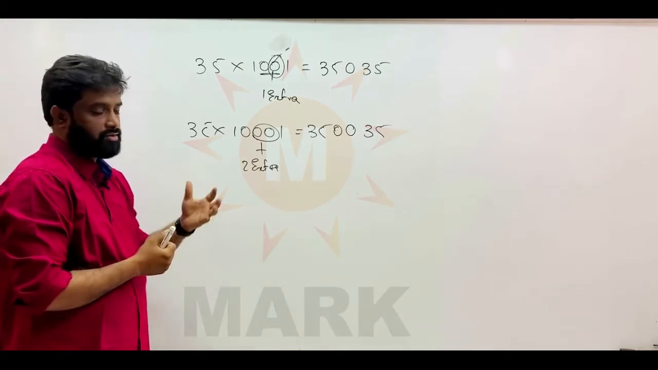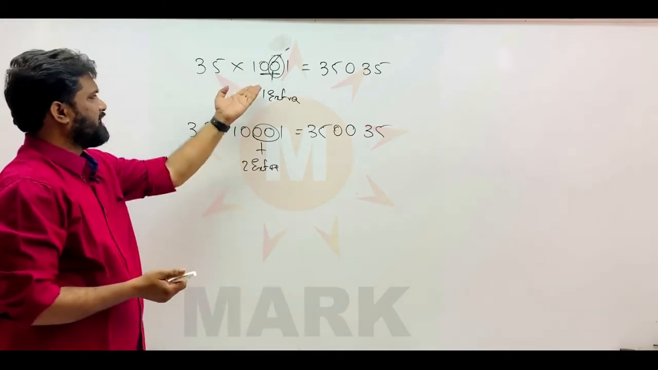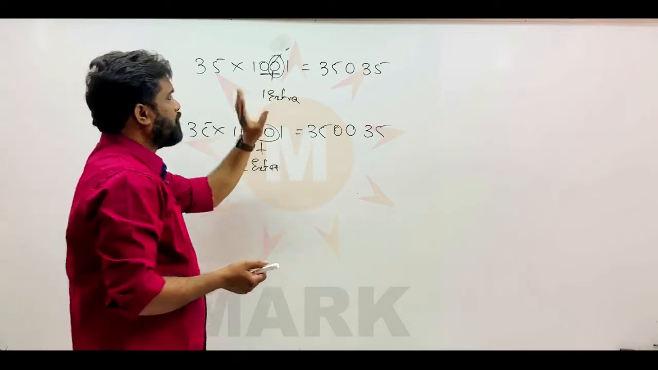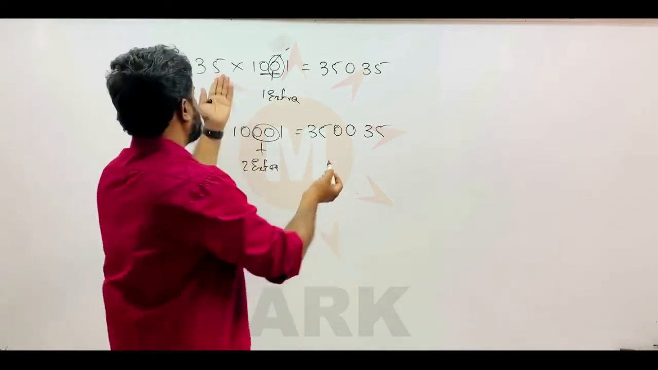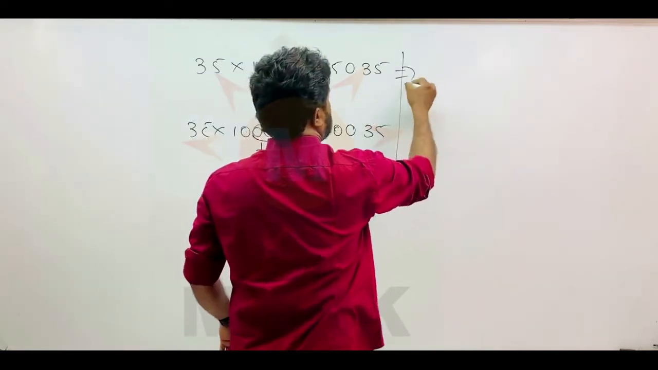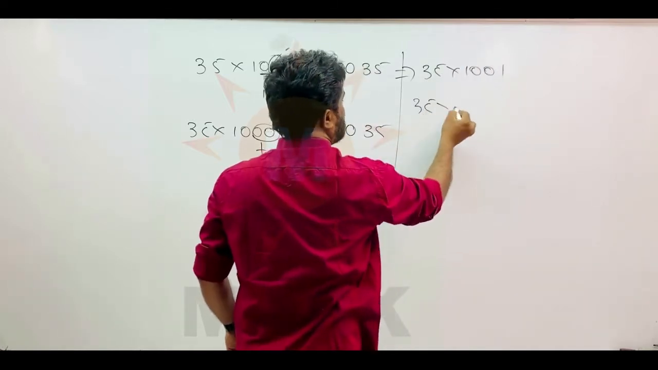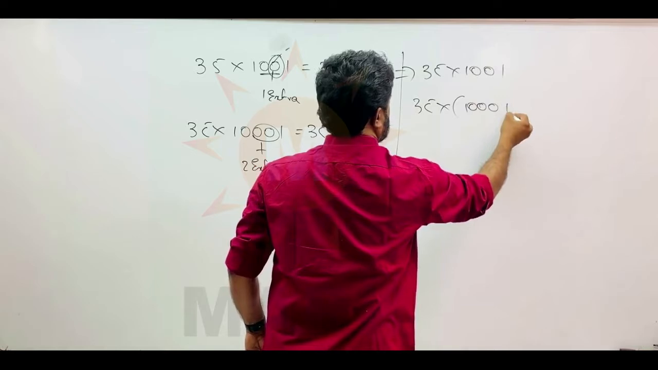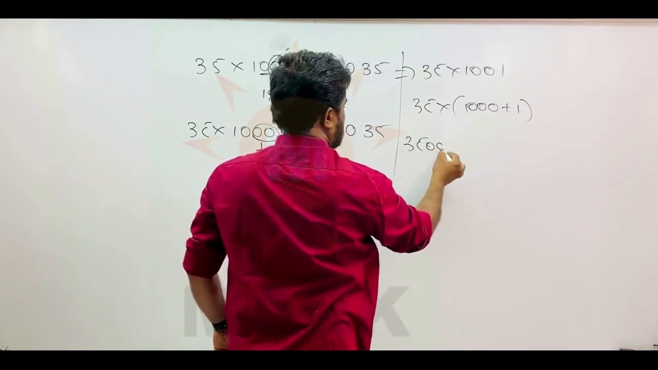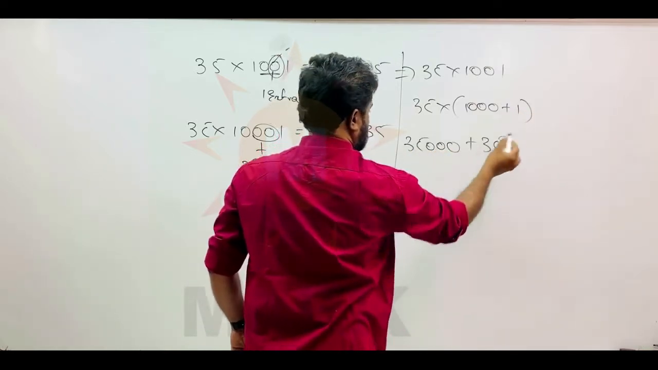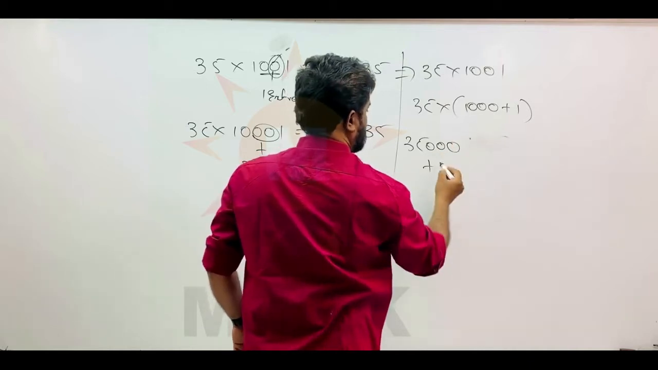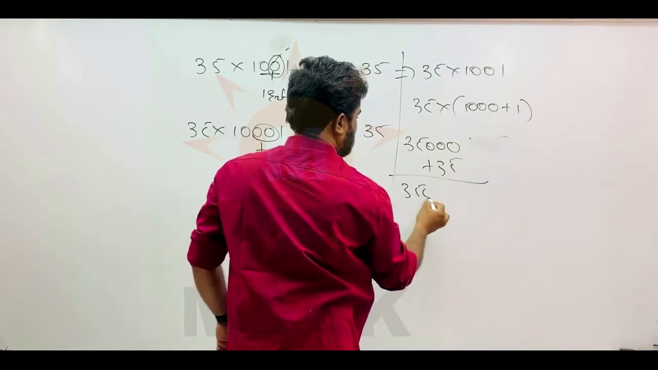Okay, I hope you understood this method. See, this is actually very simple, but I told you as an insertion to do it quickly. If you do it manually, 35 into 1001, you can check it if you want. 35 into 1000 plus 1. So 35,000 plus 35 will give 35,0,35.